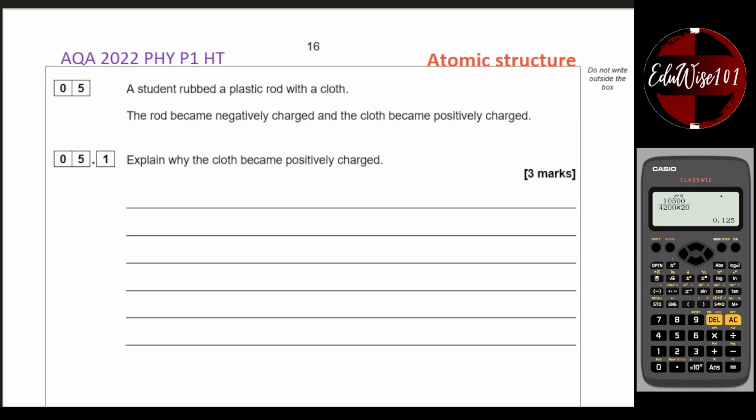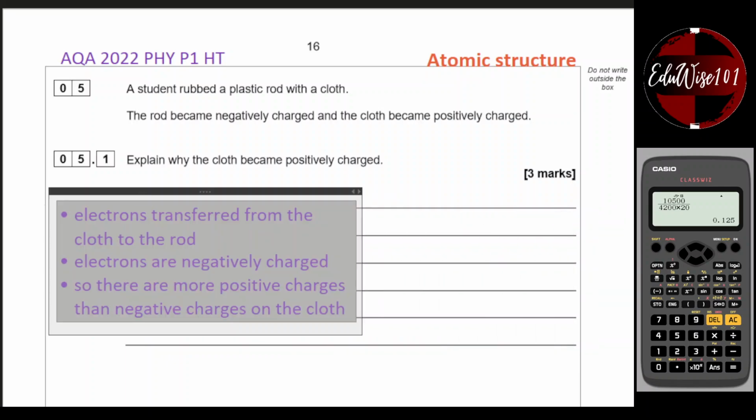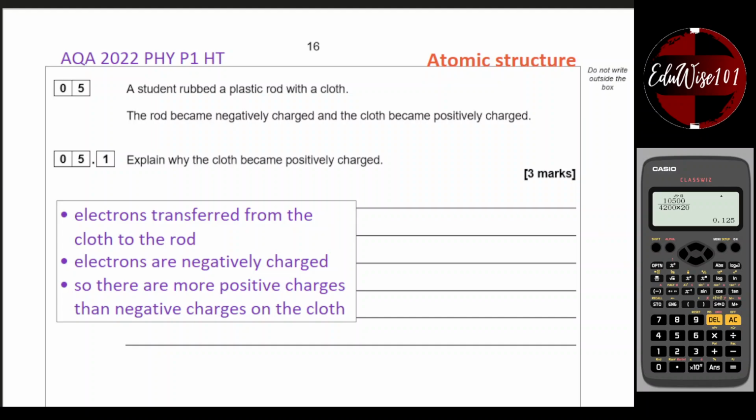That's mainly due to the transfer of electrons. As it is similar in chemistry, if an atom loses electrons, then it's going to be positively charged. So the atoms in the cloth are losing electrons to the plastic rod. So your answer is electrons are transferred from the cloth to the rod. Electrons are negatively charged, so there is more positive charges than negative charges on the cloth.